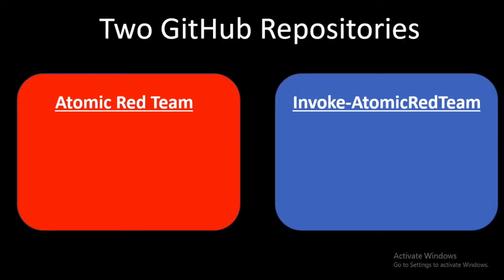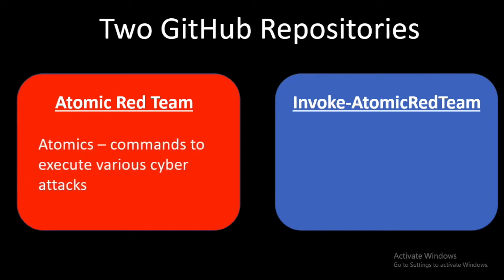When we talk about Atomic Red Team, there are two key GitHub repositories that we often talk about. One is the main Atomic Red Team repo, and the other is the Invoke Atomic Red Team repo. The Atomic Red Team repo has a folder called Atomics, and it's full of other folders that are named according to their MITRE ATT&CK technique number.